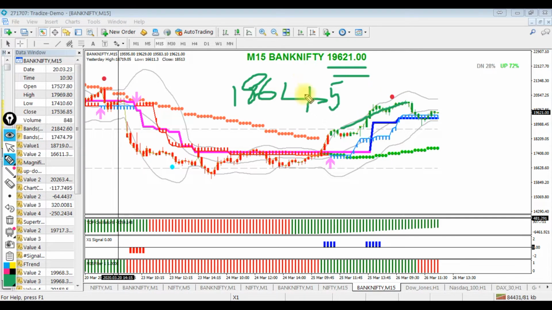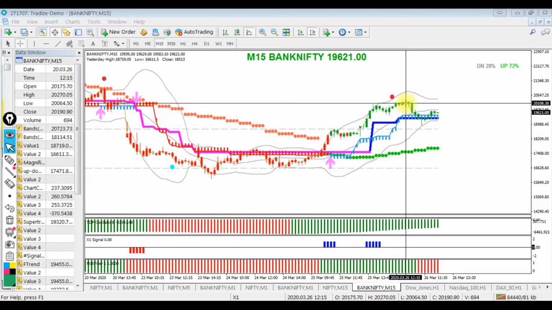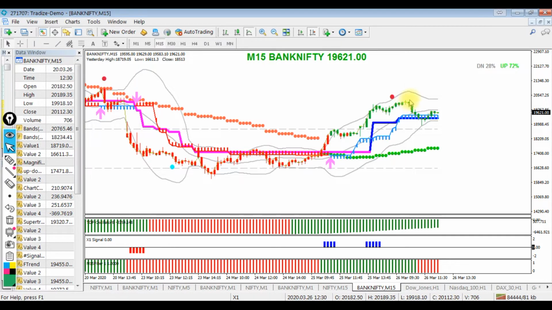At one point of time it crossed 20,200. The high of today is around 20,270. So it has given you around 1,500 to 1,600 points after entry. But even now you are in profit of 1,000 points. Now you can see the higher time frame is also matching. There is no problem in this particular trend as of now.